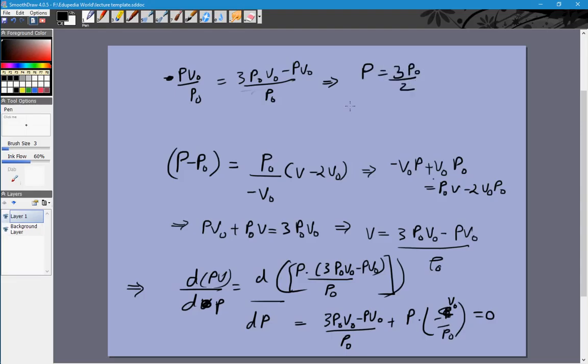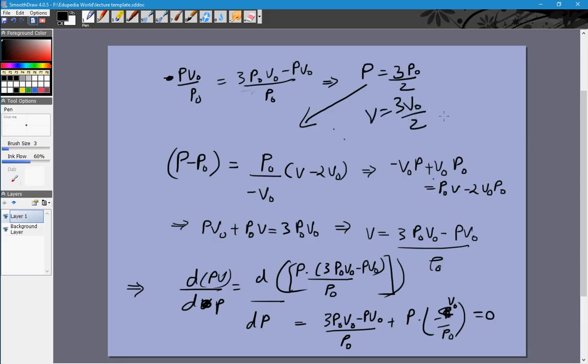Now what does that give us for V? We can put this back into this equation. P minus P naught is P naught by 2. P naught cancel, so we'll have minus V naught by 2 is equal to V minus 2 V naught, or V is 3 V naught by 2.